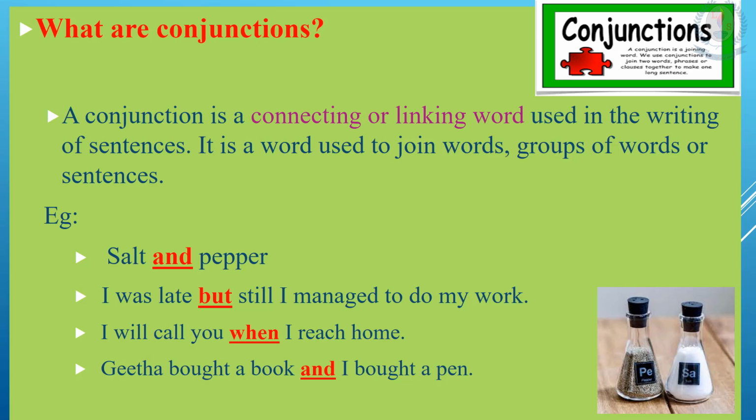Third one, I will call you. I reach home. These two are again another set of sentences. These two sentences are joined by the conjunction when. I will call you when I reach home. And the last example given here is Geeta bought a book, I bought a pen. Two sentences joined together by using a conjunction and. So according to these examples, and, but, when, and again and are the conjunctions used. I have highlighted all these in red.